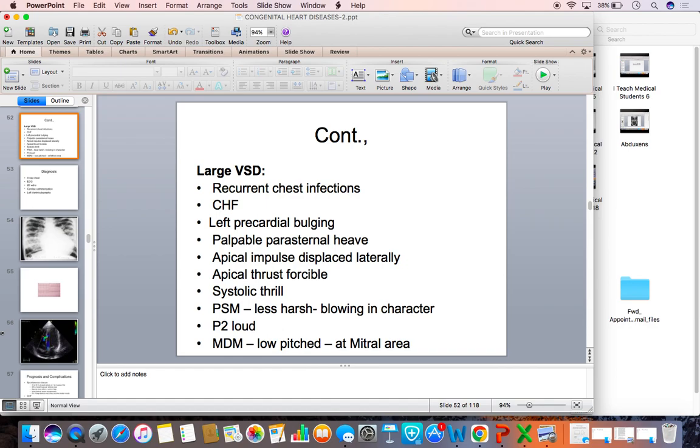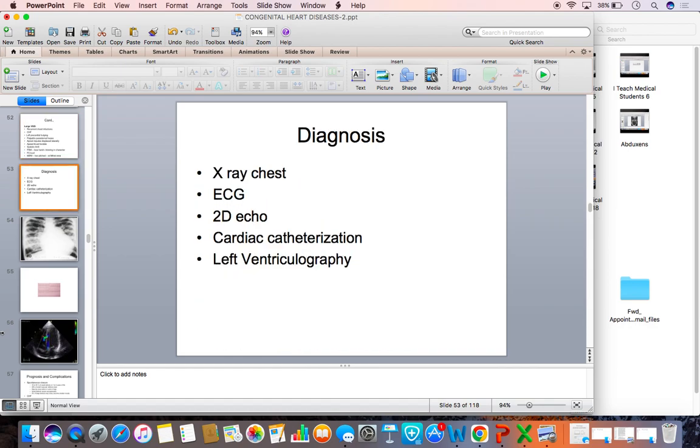The presence of a mid-diastolic murmur is indicative of a pulmonary to systemic flow ratio of more than 2:1. This is the significance of the presence of a mid-diastolic murmur at the mitral area in VSD. Well, with these findings of symptomatology and the clinical signs, the positional diagnosis of VSD could be made easily, but it can be confirmed by X-ray chest, ECG, and 2D echo.